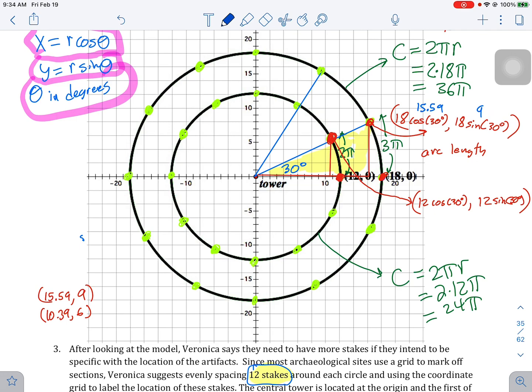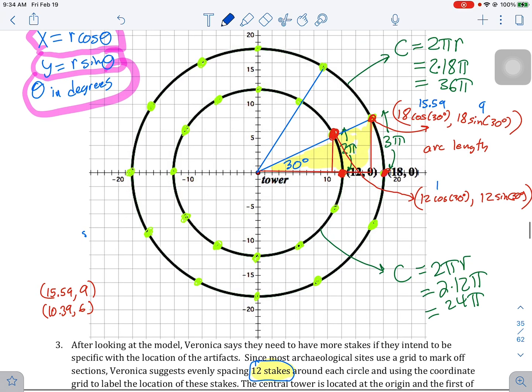Same thing for the one with the radius of 12. The x is approximately 10.39. However, if the radius is 12, the hypotenuse, the side opposite the 30 degrees is half that, so it will be exactly 6 in terms of its location. Again, the 2 pi and the 3 pi were the arc lengths. And so now we have a method that we can use to find the x and y values: radius times the cosine of theta for the x, and radius times the sine of theta for the y.